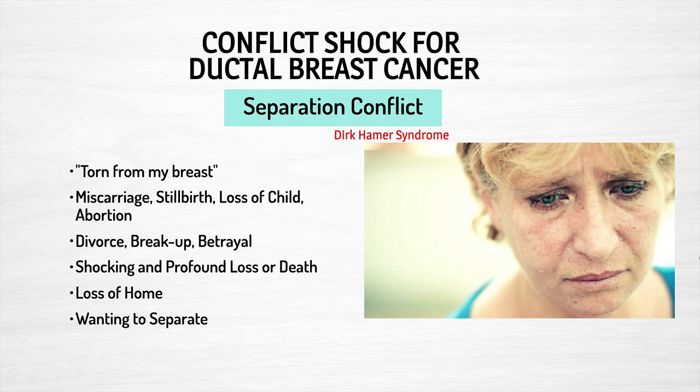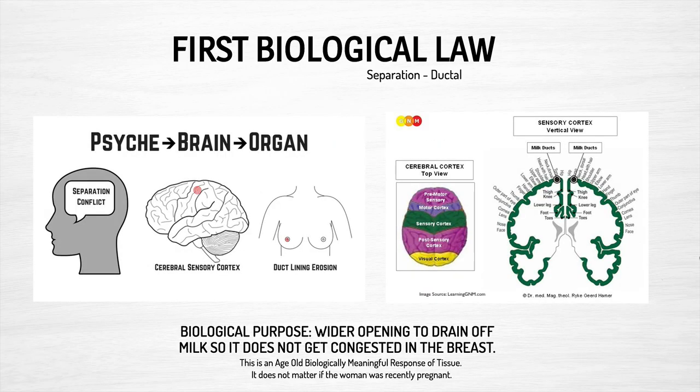So, think about how many women have experienced a divorce, a breakup, a betrayal, shocking or profound loss or death. So you just feel like this person was just torn away from you, loss of the home, or it could be wanting to separate. And so the body is going to do something very specific when it perceives a separation conflict. So the psyche perceives the separation conflict.